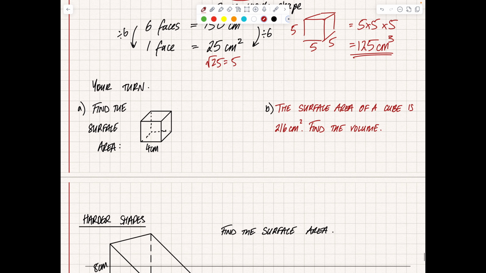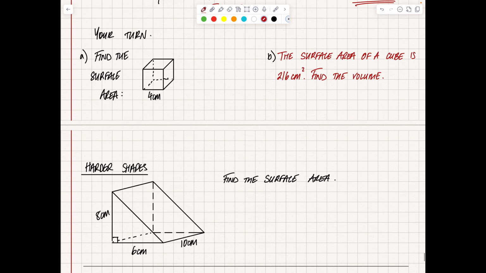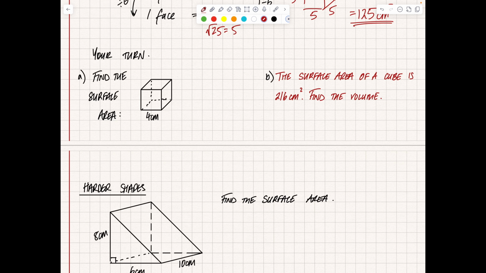Okay, I've got 2 questions here that you could have a go at then. So if you want to pause the video, have a go at trying to do these, see if you can get the answer to those, and then I'll give you the answer so you can double check your working out. Okay, hopefully you've had a chance to have a go at it then.